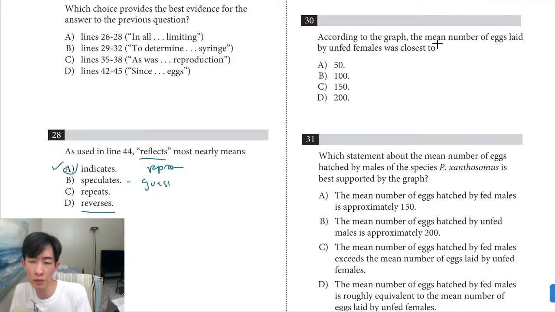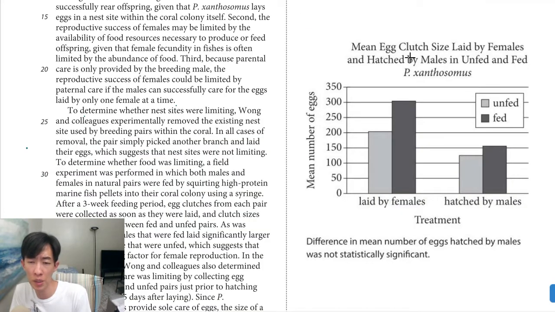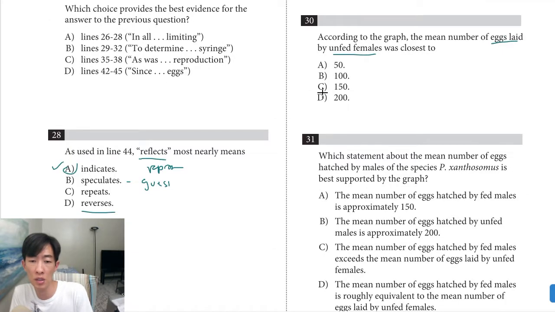Question 30, according to the graph, the mean number of eggs laid by unfed females was closest to, so let's look at the graph. Mean egg clutch size laid by females and hatched by males in unfed and fed. So pretty simple graph, number of eggs laid by females, unfed, fed, hatched by males, unfed, fed. So the question is asking the mean number of eggs laid by unfed females. Unfed is in the gray, and that's right over here at about 200. So the answer is going to be D.